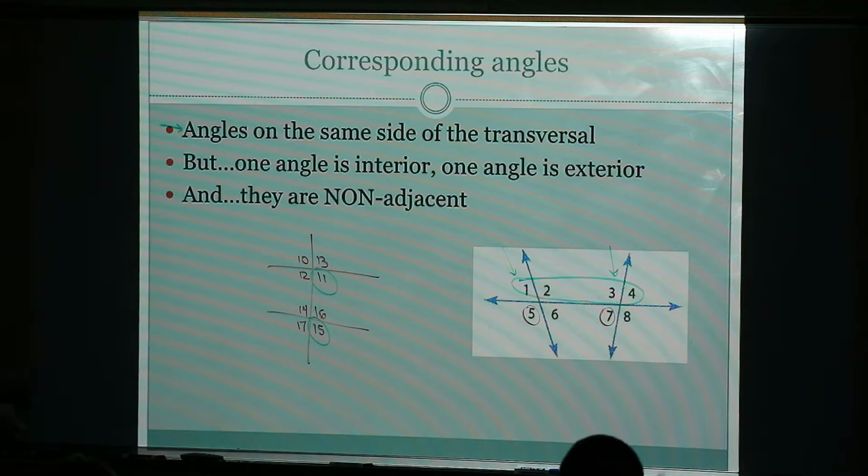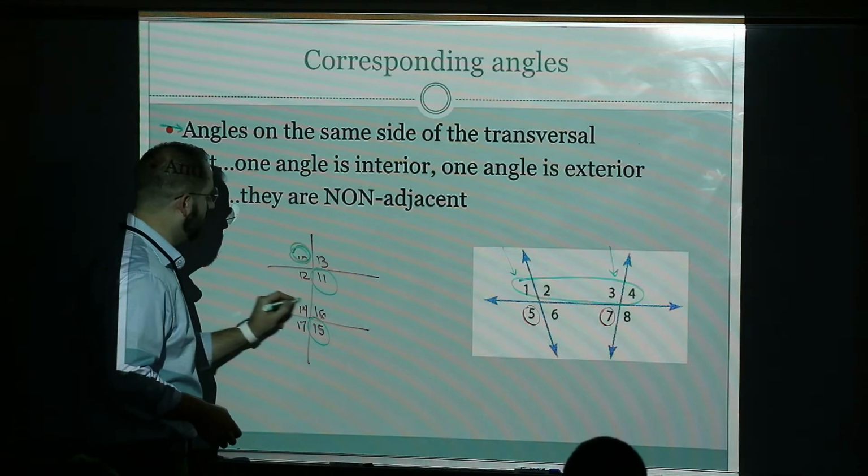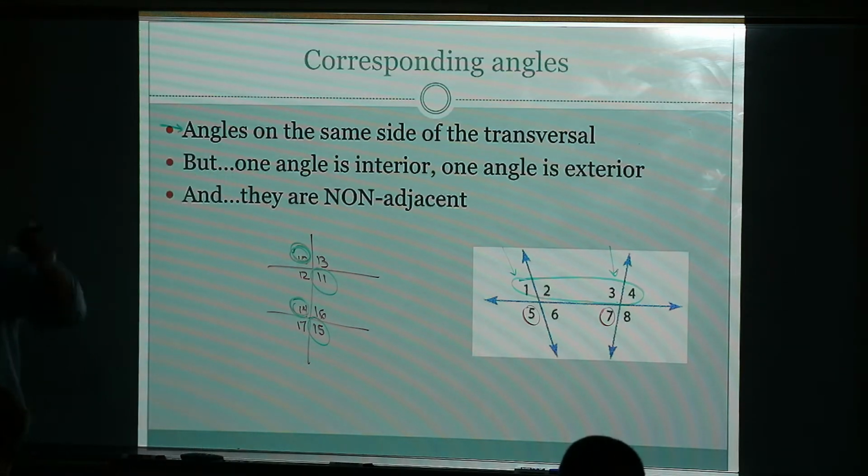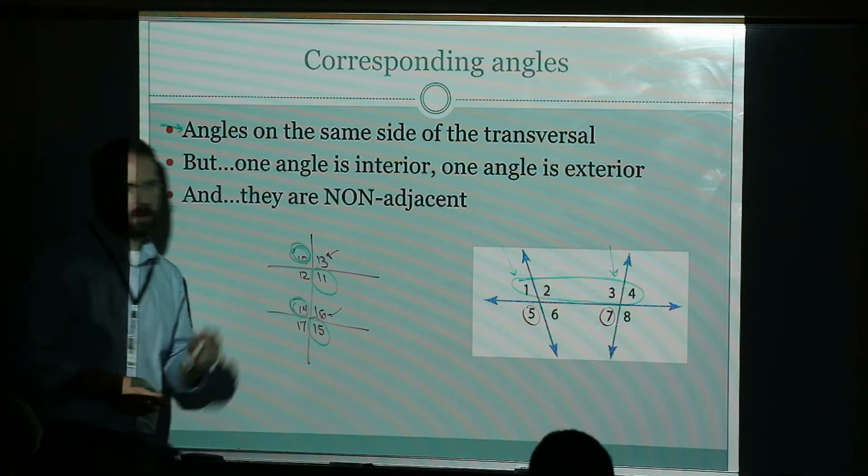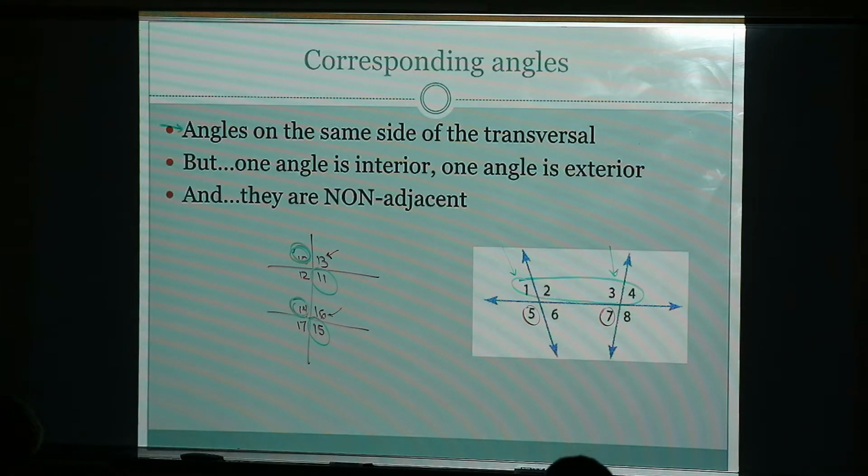10 and 14. Good. This one, and that one. One's interior, one's exterior. Tinker, give me one. 16 and 13. Perfect. That one. And then the other pair that I didn't mark. 12 and 17. Yep. Right? So the idea is that one's inside, one's outside.